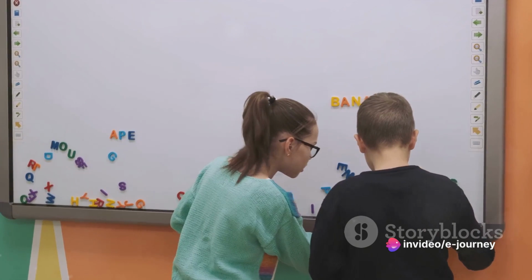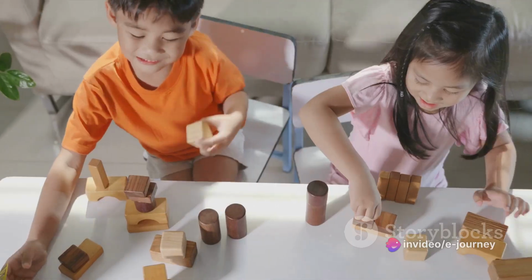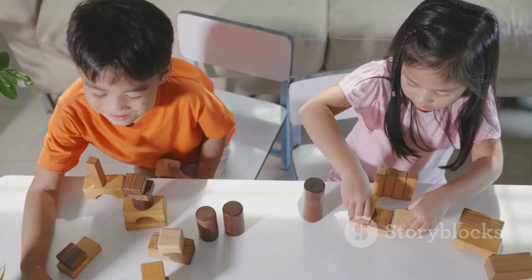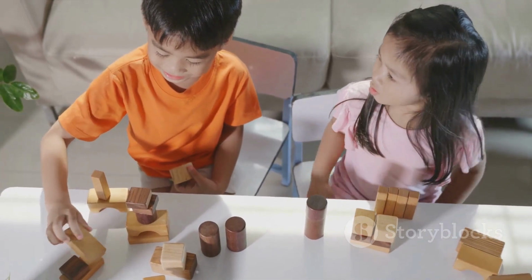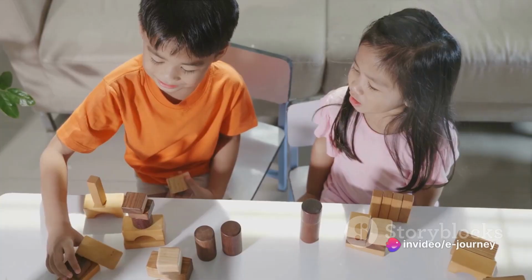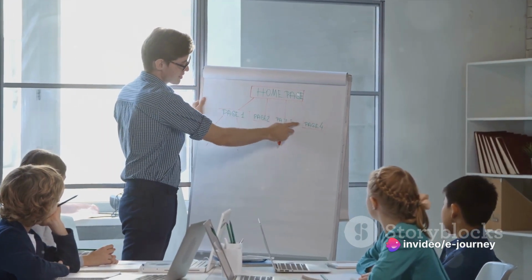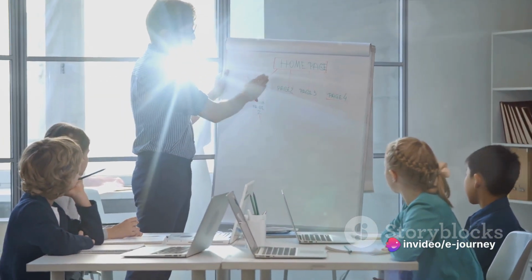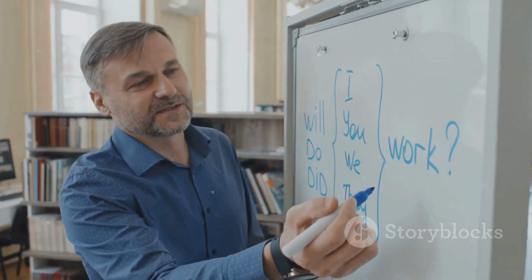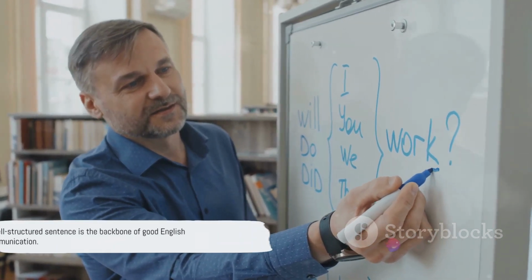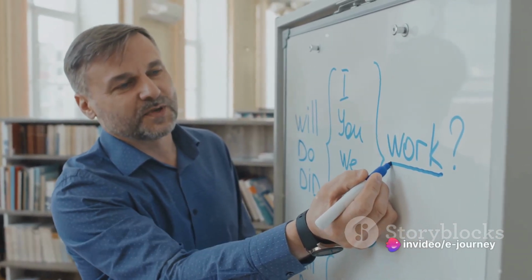Understanding this basic structure is key to forming your own sentences and understanding others. It's like building blocks. Once you know how to stack them, you can start creating towers, castles, entire cities of thought and expression. So, to recap, the most common English sentence structure is subject-verb-object. Understanding this structure is like having a map to navigate the landscape of English communication. A well-structured sentence is the backbone of good English communication.